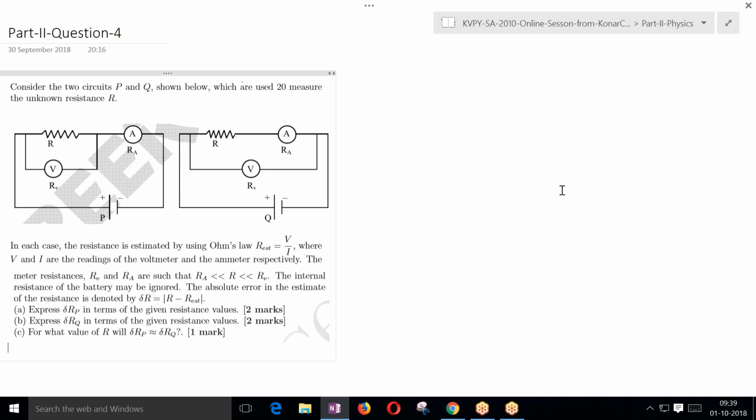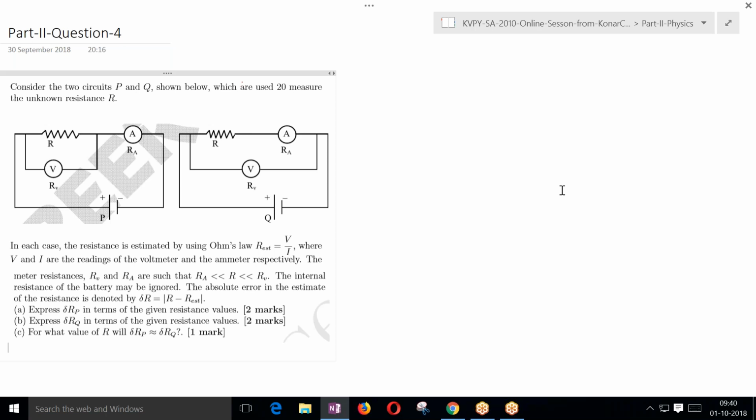Consider the two circuits P and Q shown below, which are used to measure the unknown resistance R. In each case, the resistance is estimated by using Ohm's law, that R estimated, R_EST, is equal to V by I, where V and I are the readings of the voltmeter and the ammeter respectively, as given in both the circuits. The meter resistances R_V and R_A are such that R_A is much lesser than R and much lesser than R_V. The internal resistance of the battery may be ignored.